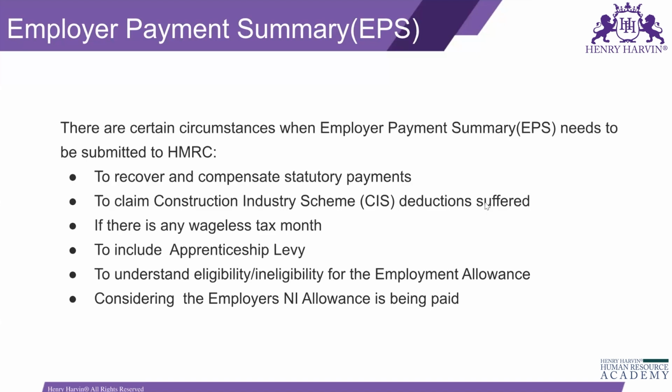To understand eligibility or ineligibility for the employment allowance. Now, what is employment allowance? If you remember, we studied this at the start. If an employer has eligibility for employment allowance, they get a discount in NI contribution, that is employer NI contribution. They get a maximum discount of 5,000. If you remember, you also asked that question. Remember, if it is less, yeah. So that is employment allowance. Considering the employer's NI allowance is being paid.